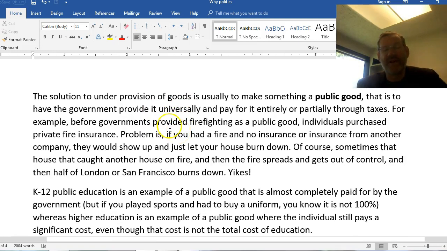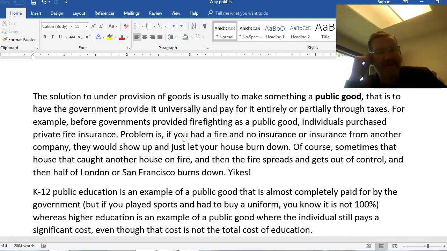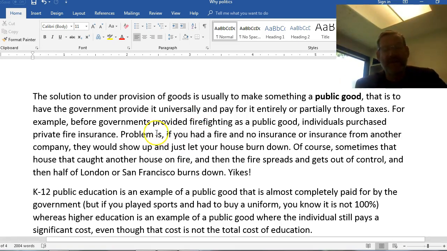The solution for under provision of goods is usually to make something a public good, that is to have the government provide for it universally and pay for it entirely or partially through taxes. Okay, so for example, before government provided firefighters, we had private provision of fire insurance. Individuals had to purchase fire insurance for your house. Problem is, if you had a fire and no insurance, or even insurance from a different company, when the firefighters showed up, they would just stand there and watch your house burn, right?